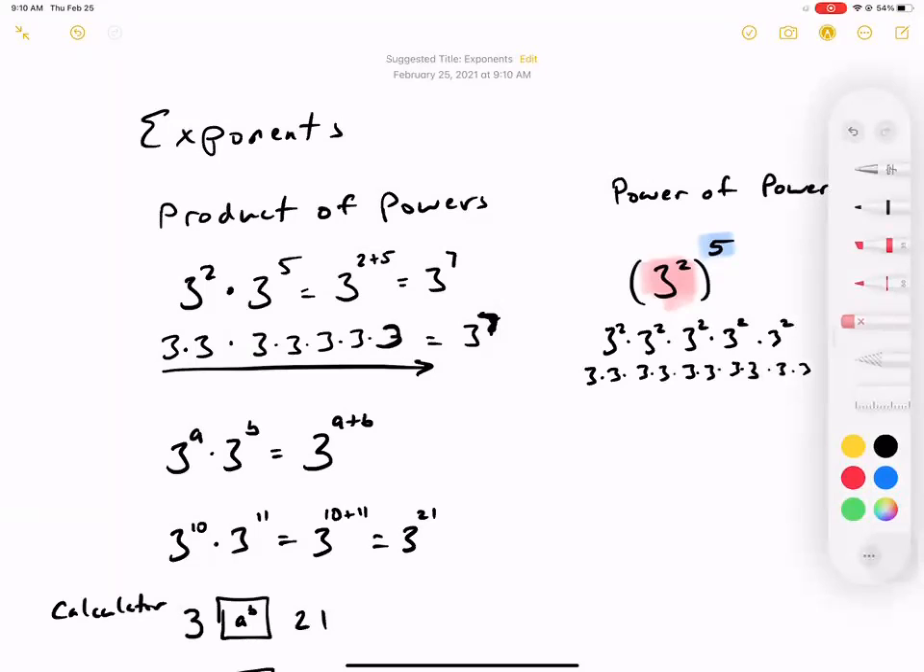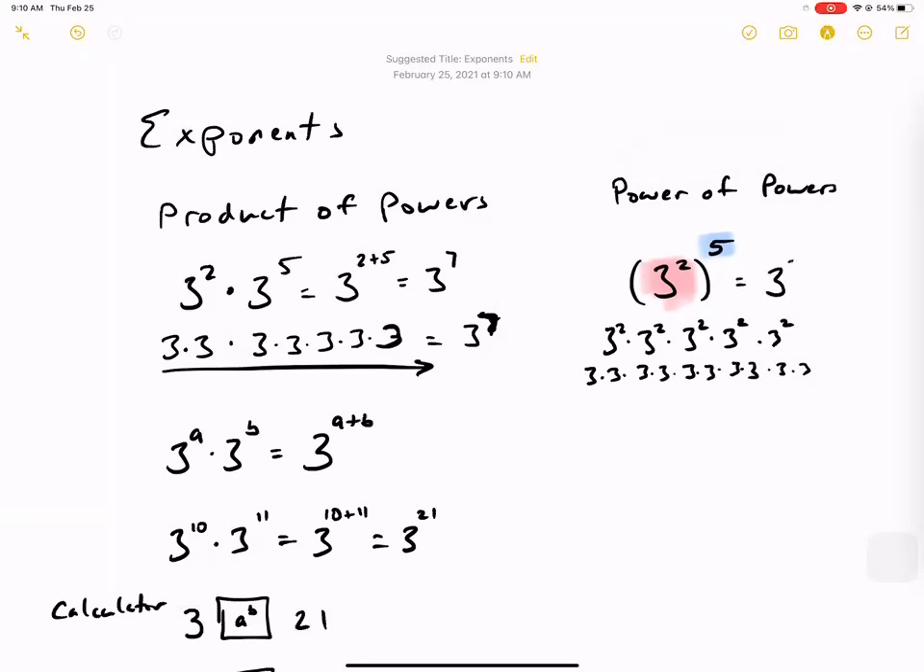Now, hopefully you might see the pattern here. When I'm taking the power of powers, we don't have to write it all out. The rule is simply multiply the exponents together. We're not adding them, we're multiplying them. So that's 3 to the 10th power. Why are we multiplying? Because remember, multiplying is a fast way of addition.